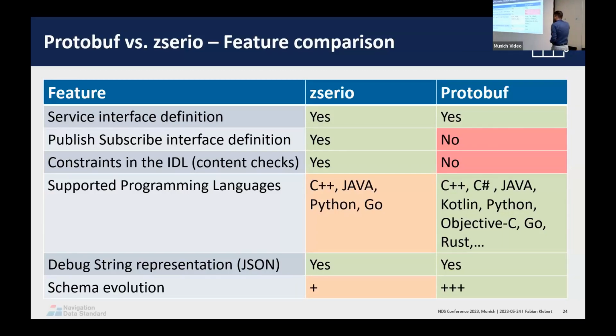And for schema evolution purposes, Protobuf has the edge here as well. It has a wire format that Serio doesn't have. So the schema evolution possibilities are more limited in Serio than in Protobuf. Let's put it like this, to not go into too many details.